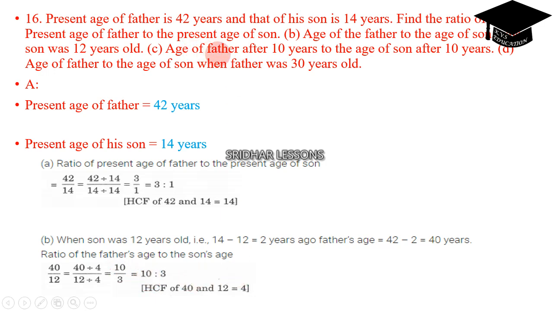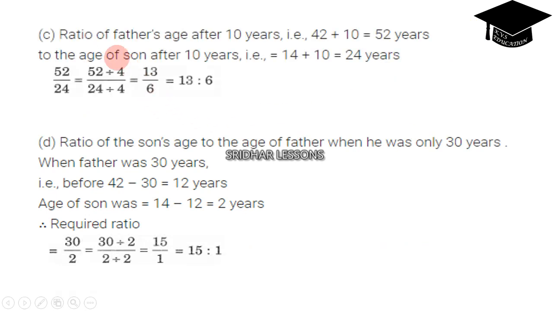Question C. The age of father after 10 years to the age of son after 10 years. The father's age after 10 years is 42 plus 10. We have to add after 10 years. So 42 plus 10, this is 52 years. To the age of son after 10 years, that is present age 14 plus 10, 24 years. So 52 by 24, this is 4 cancels 52 13 times and 24 6 times. So this is 13 by 6, which is equal to 13 is to 6.